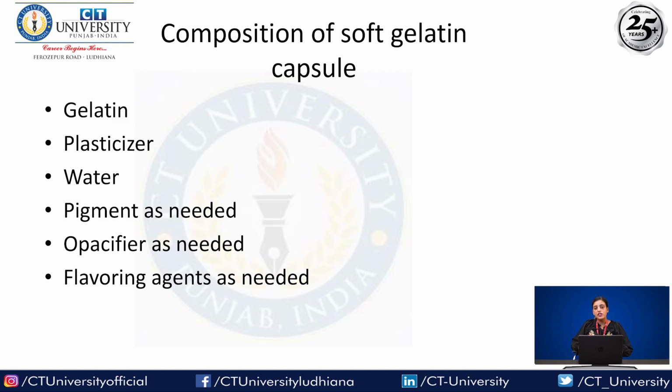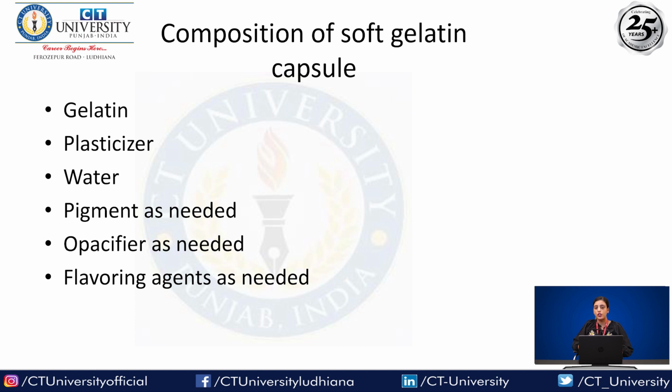After knowing the advantages of soft gelatin capsules, we should also know about their composition. As we previously talked about the composition of a hard gelatin capsule, we should also know the difference between the compositions of soft gelatin capsules and hard gelatin capsules. The typical gel mass formula for making a soft gelatin capsule would be gelatin.